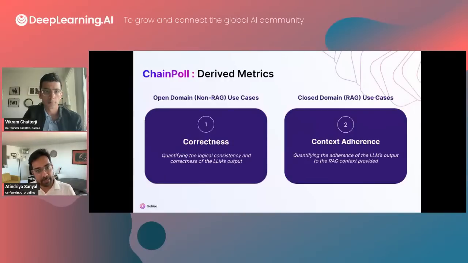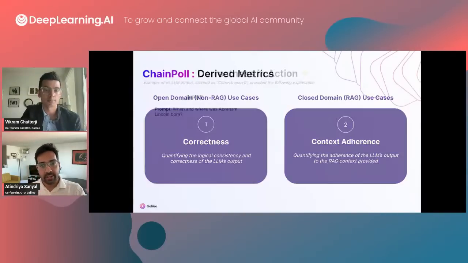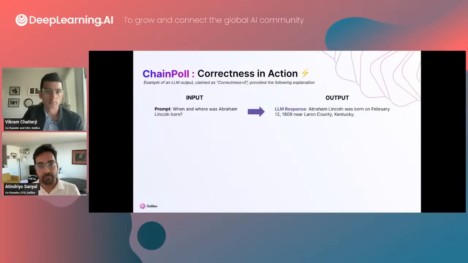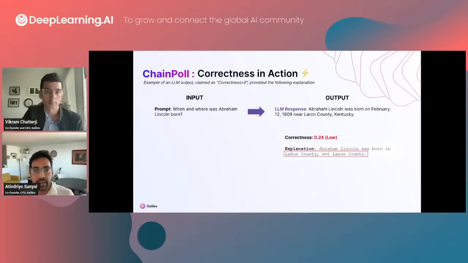So I'll show you a couple of simple examples of correctness and context adherence. In the next slide, you can see a very simple example of correctness in action, where the user asked a factual question: when and where was Abraham Lincoln born? The output of the LLM was that Abraham Lincoln was born on this date near Laron County, Kentucky. In this case, the model made a token level mistake. It was very clear, and the algorithm detected the correctness was low. It gave an explanation that Abraham Lincoln was born in LaRue County and not Laron County.